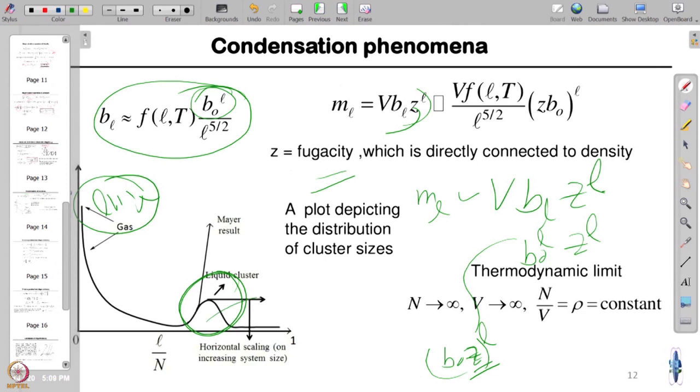So, this is the coexistence, this would become the liquid. So, Meyer did not quite get there, but he got the picture right. His formulation was rather extended in many great directions, and so there is a beautiful scaling also; this is a plot depicting the distribution of cluster sizes.